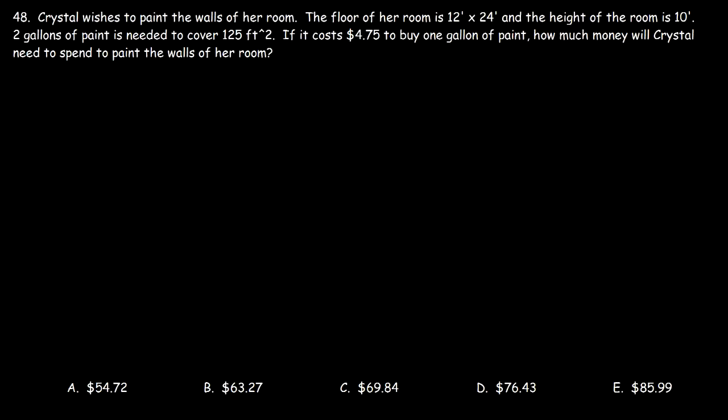48. Crystal wishes to paint the walls of a room. The floor of a room is 12 feet by 24 feet, and the height of the room is 10 feet. 2 gallons of paint is needed to cover 125 square feet. If it costs $4.75 to buy 1 gallon of paint, how much money will Crystal need to spend to paint the walls of a room?